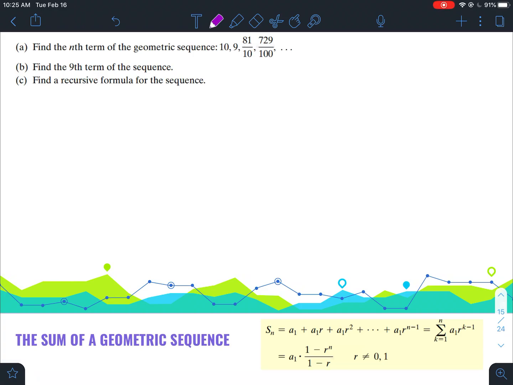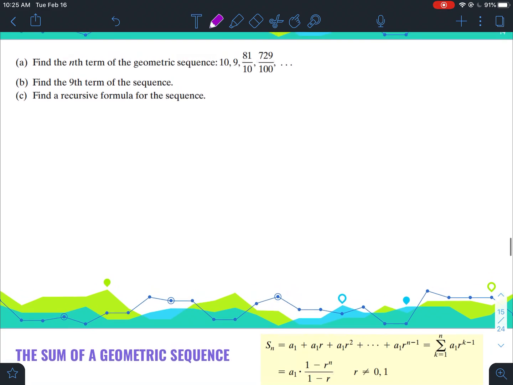All right, now let's find the nth term of this geometric sequence, 10, 9, 81 over 10, 729 over 100. And let's find the ninth term of the sequence and then find a recursive formula for the sequence. All right, so 10 goes to 9, which goes to 81 over 10, which goes to 729 over 100.